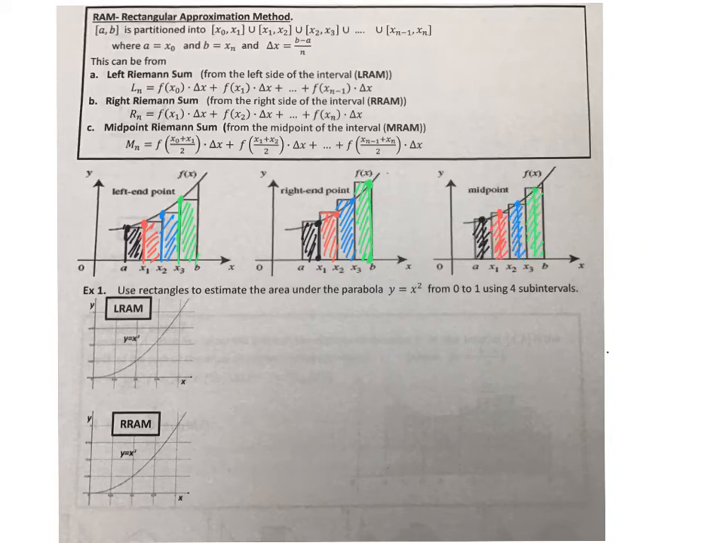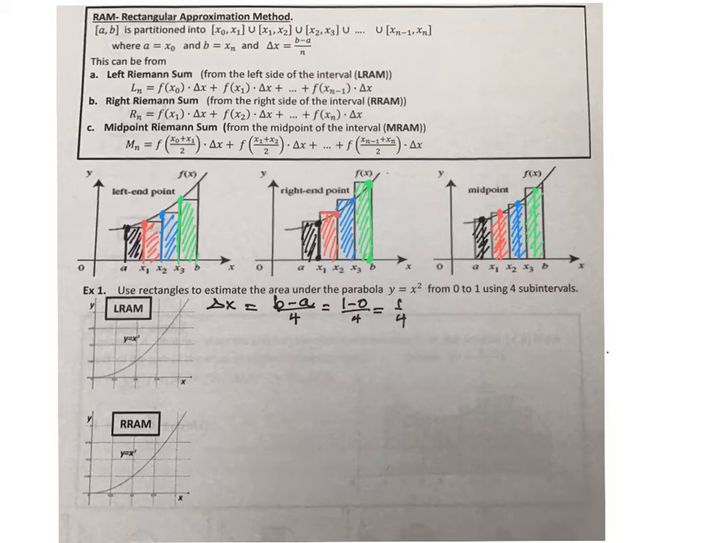Now let's do example number 1. In example number 1, we are trying to look at the area under the curve using 4 subintervals. That means 4 rectangles of equal base. So the base is going to be delta x, which is from 0 to 1. So we take b minus a, and we want 4 rectangles, so we divide it by 4. So that's going to be 1 minus 0 divided by 4, which is 1/4.